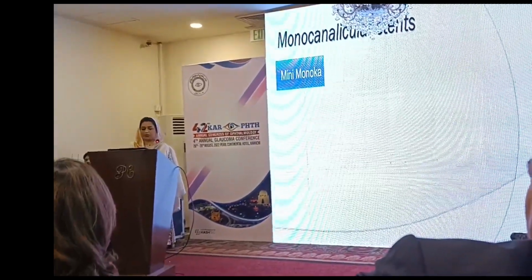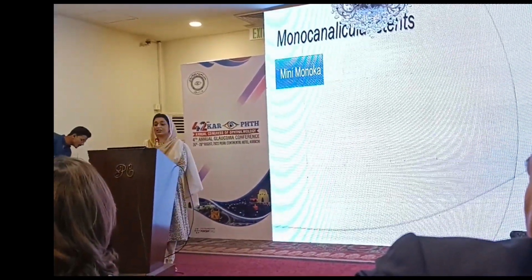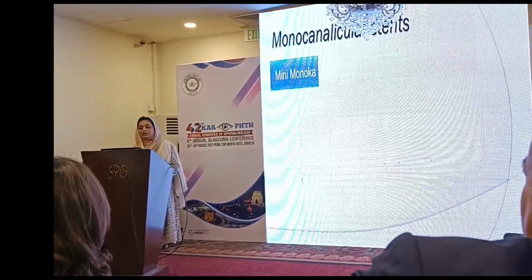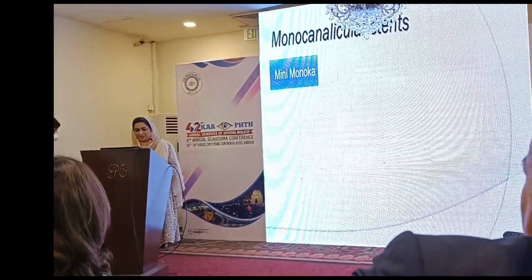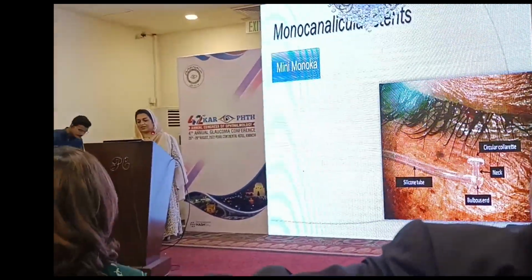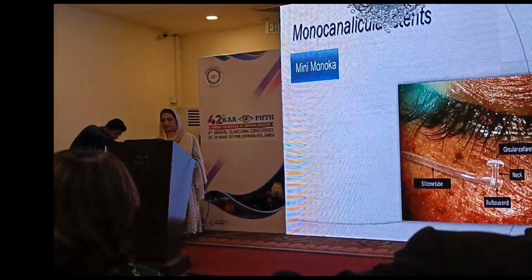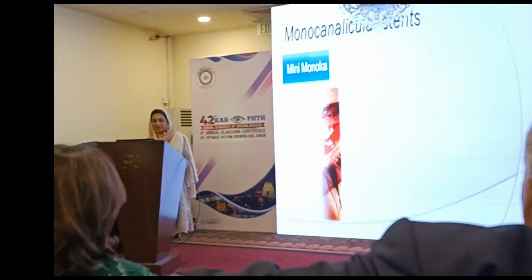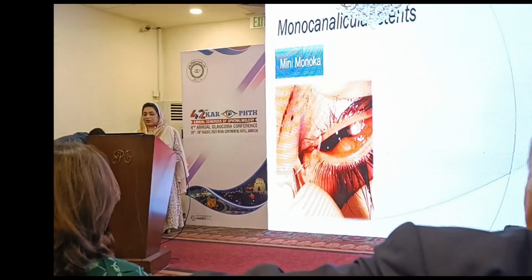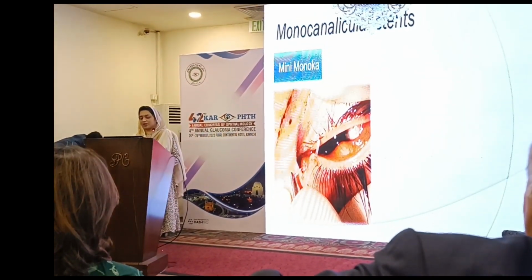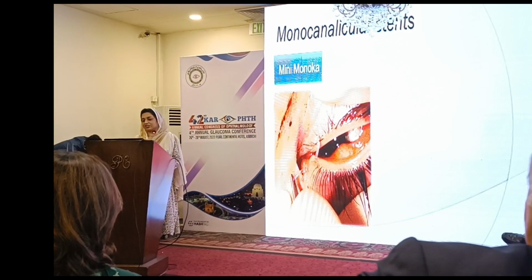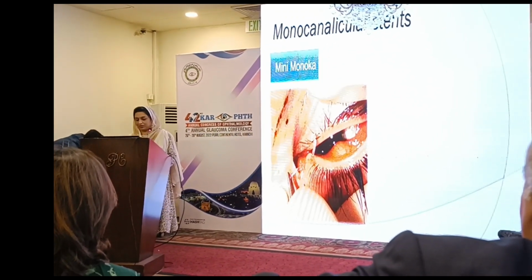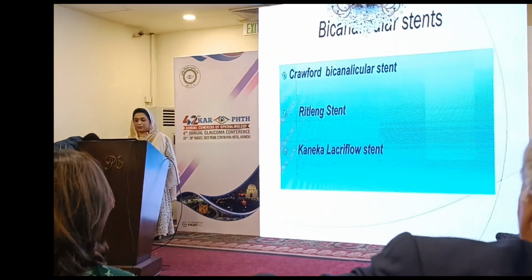There are multiple types of stents which are being used for canalicular tears. The most famous one is the mini Monoka. It's simple, it's easy to use, and commonly used for canalicular tears. We just have to pass it through both the proximal and distal parts of the canaliculi, and then it's pulled so that the bulb is just flush with the canalicular opening.